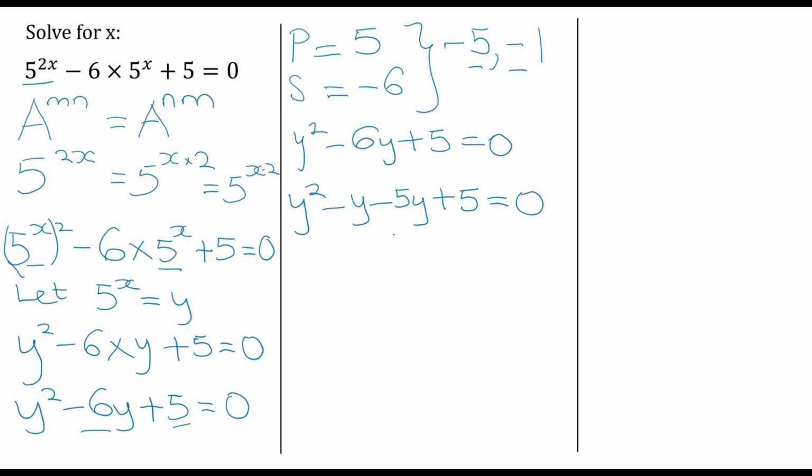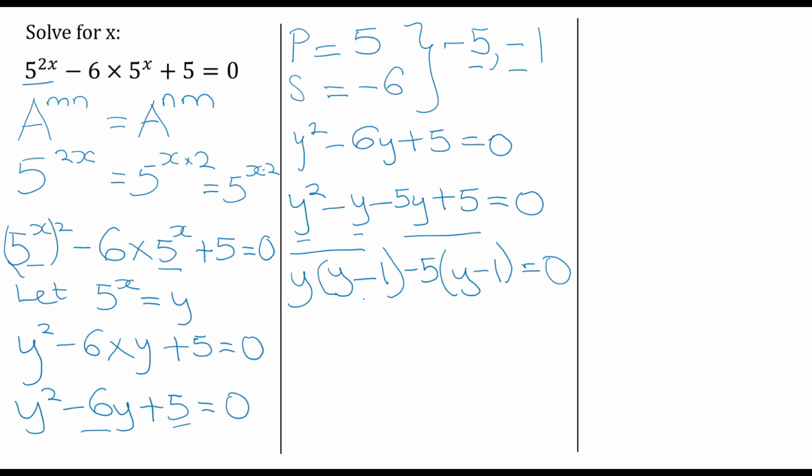Now, here what you can see are two pairs. And from a close analysis, for the first pair, the common factor here is y. You factor it out, y, you're left with y minus 1. What about this other pair? The common factor here is 5. So you factor out minus 5. You're left with y minus 1 is equal to 0.